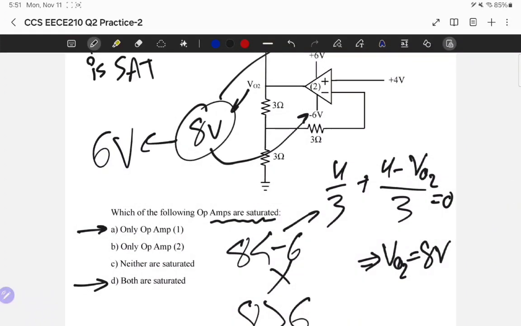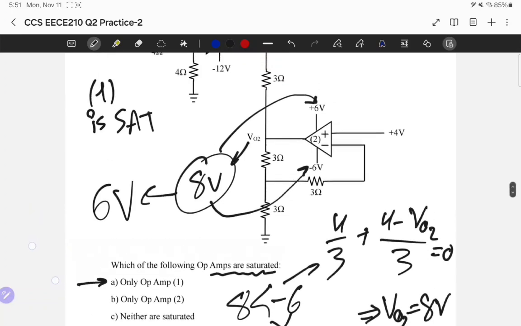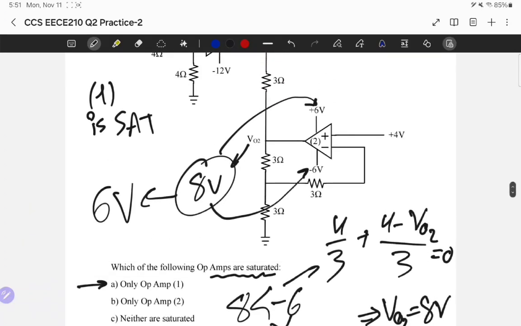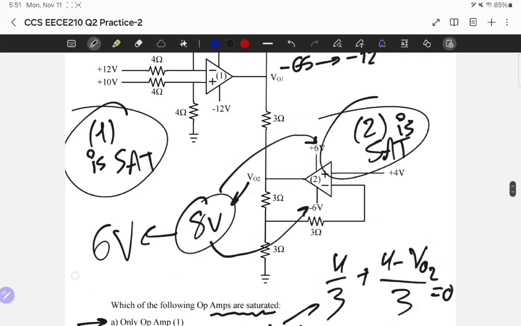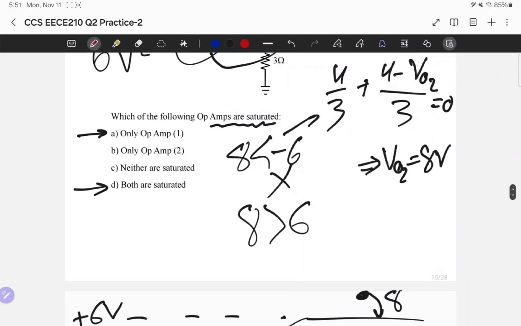If I had any more circuit to deal with, for any intent and purpose, I can consider VO2 to be 6. And because I needed to do this clipping, because 8 is greater than 6, I say that 2 is also saturated. So I have 1 is saturated and 2 is saturated. So both are saturated. Answer D.